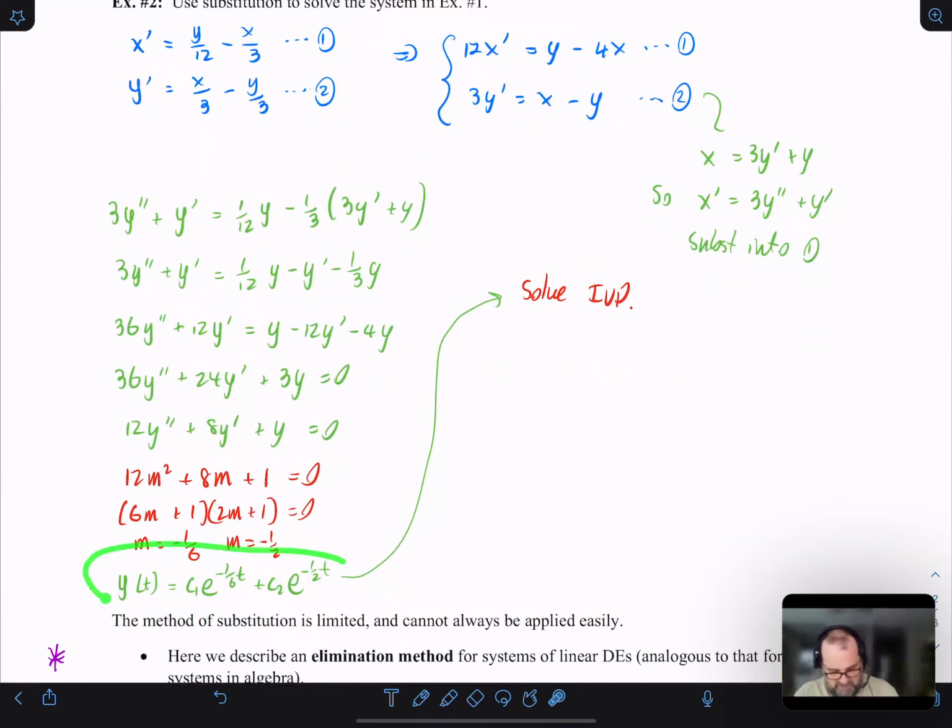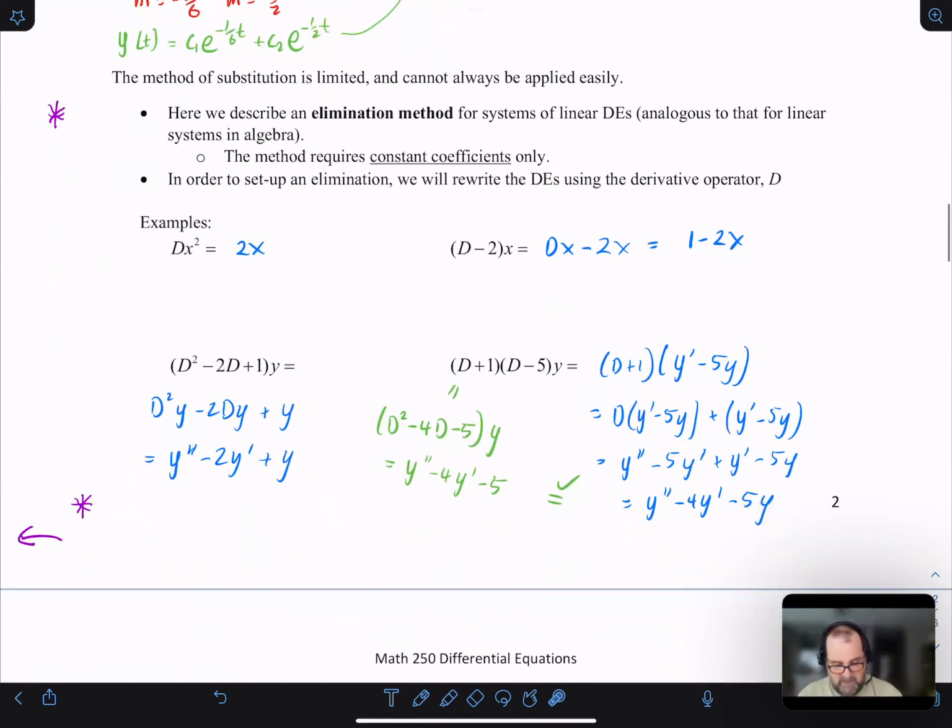So I solved for y here. You can attempt to go back and solve for x in a similar fashion, and then you'd have to sort out the constants. But again, this is not going to be our general approach here, so this is a little limited. So we are actually going to concentrate on an elimination method for solving systems of equations.